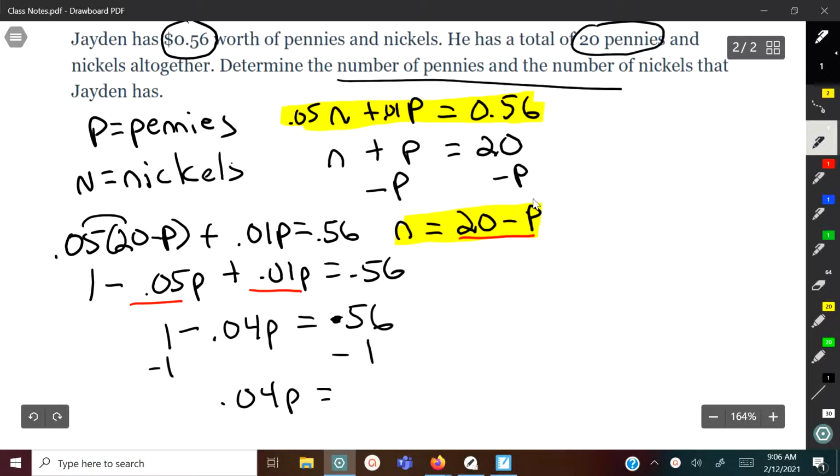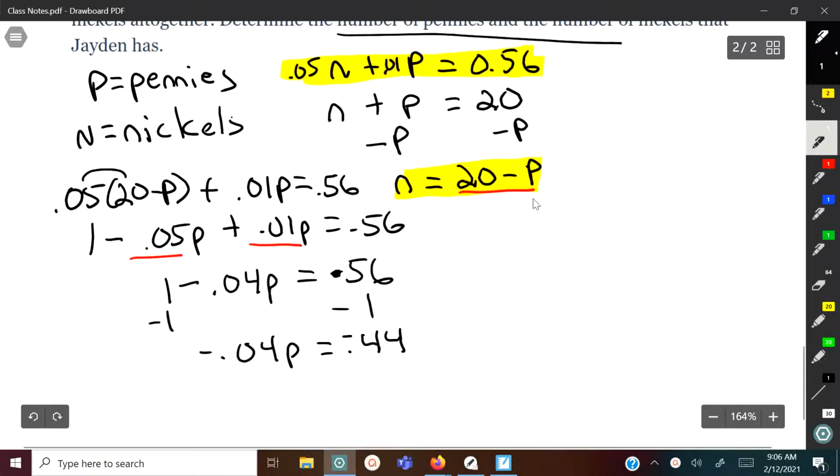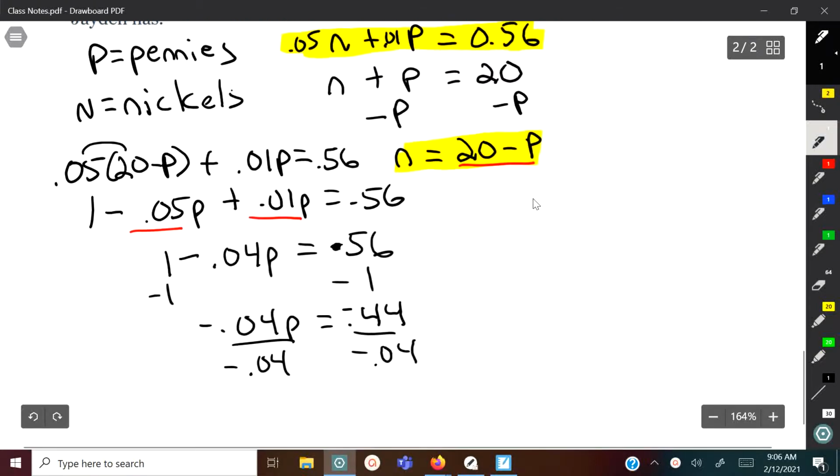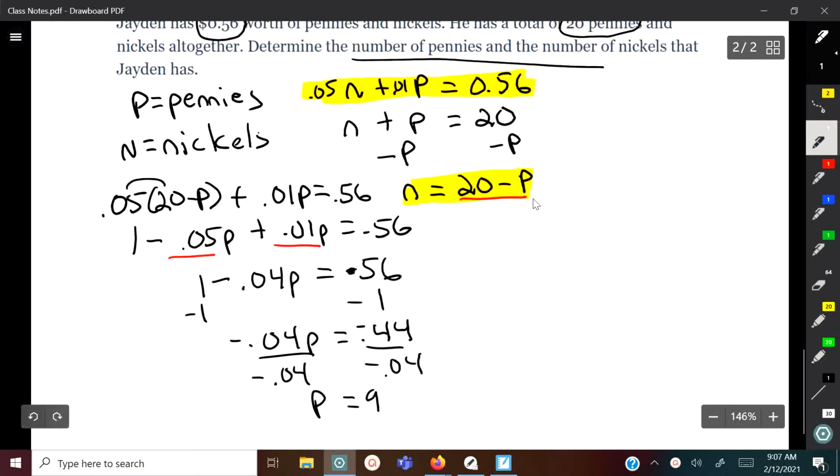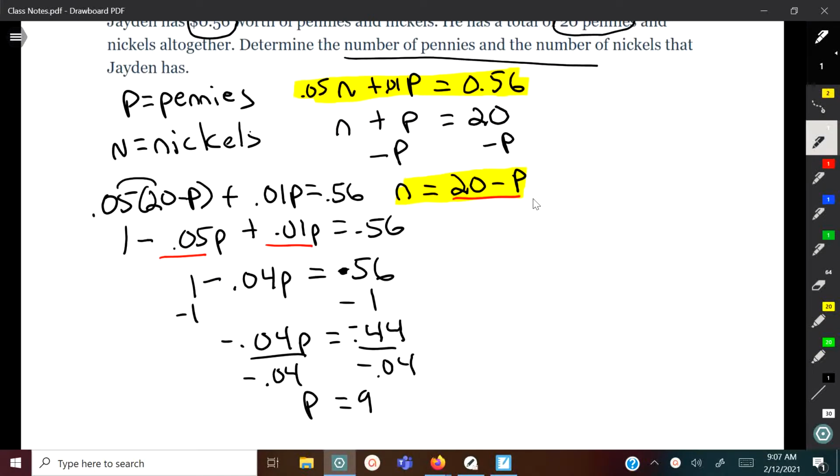0.04P is equal to negative 0.44. And then divide by 0.04. And P is equal to 11. Okay. I'm sorry, not 9, 11.